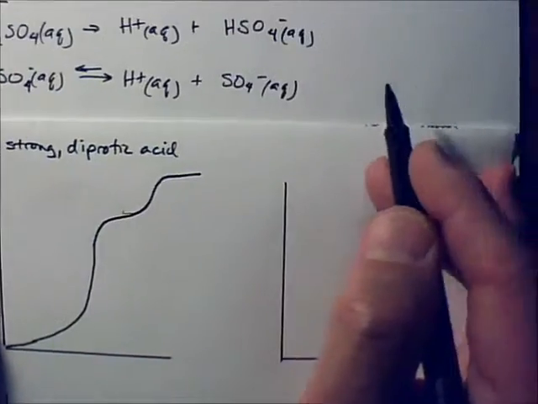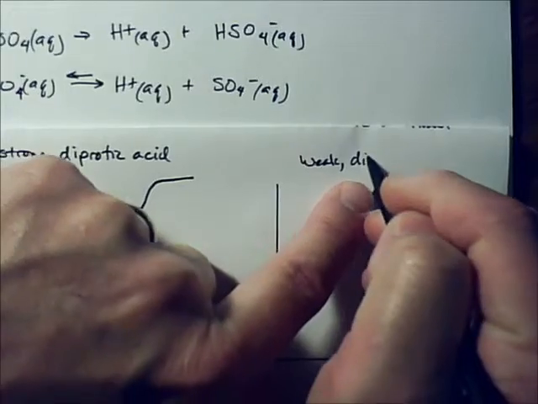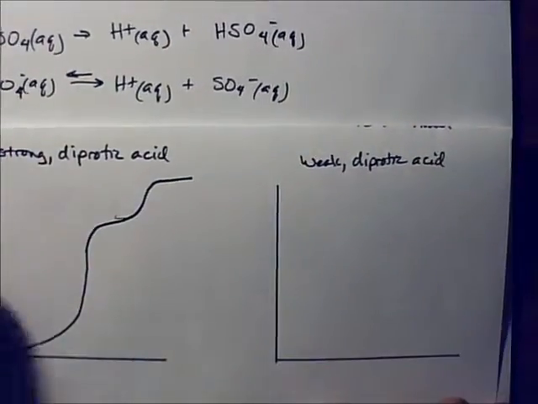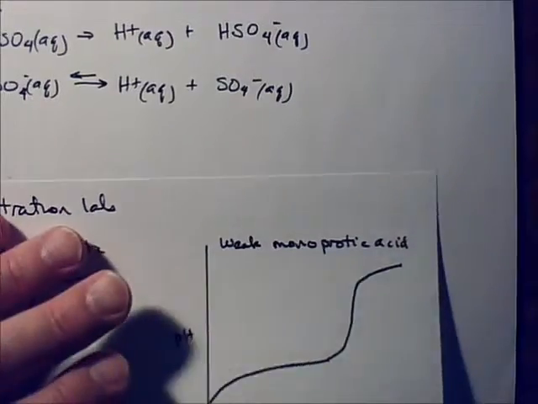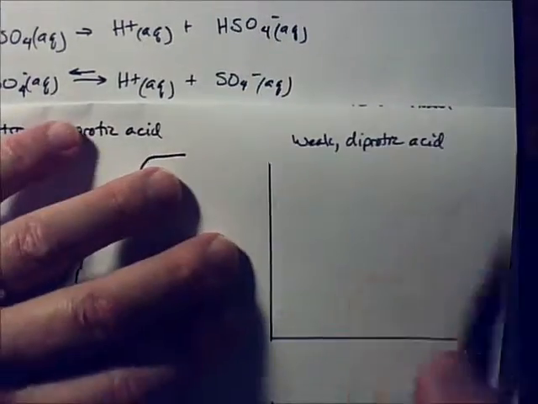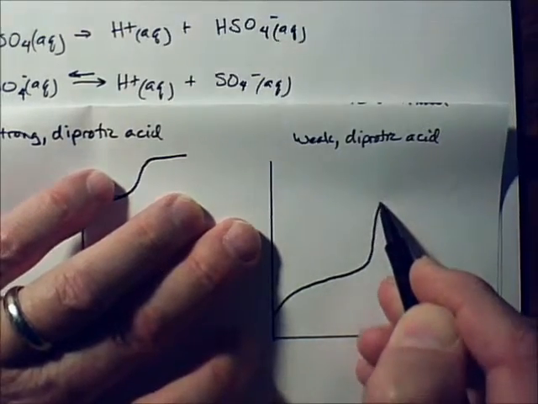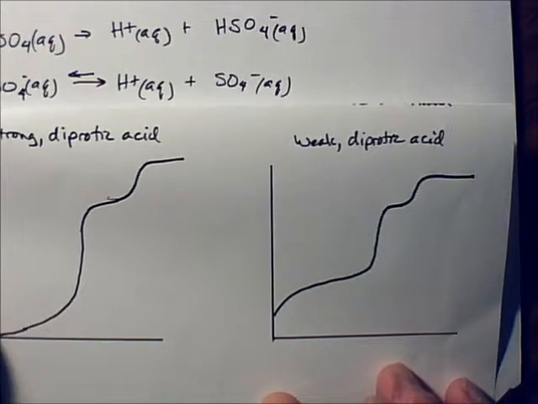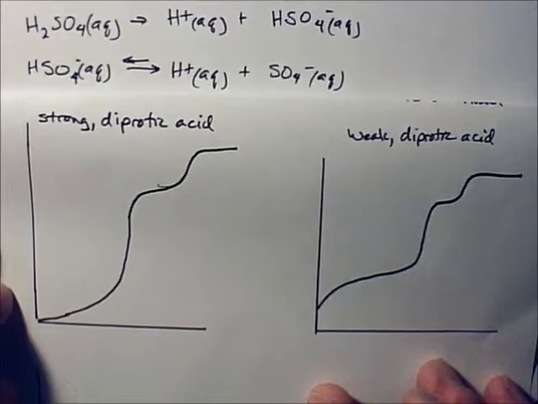All right, let's look at this weak diprotic acid then. So a weak acid, remember when we looked at weak acids before, it never started down at 0 and you had this long plateau in the beginning. A weak diprotic acid starts out the same way. It doesn't start at 0. It'll go up, but you still have that second bump just like you had with a strong diprotic acid. So the only difference between them two is the weak one doesn't start at 0? Yeah.